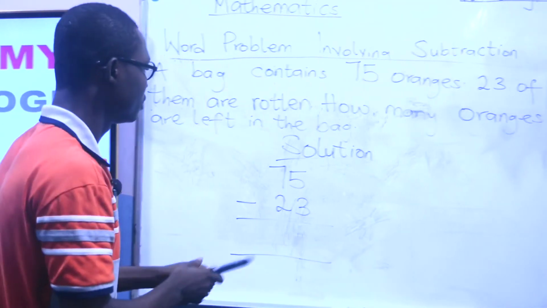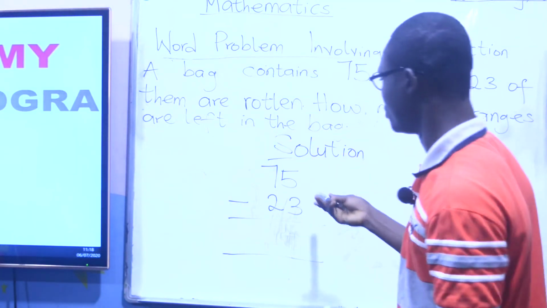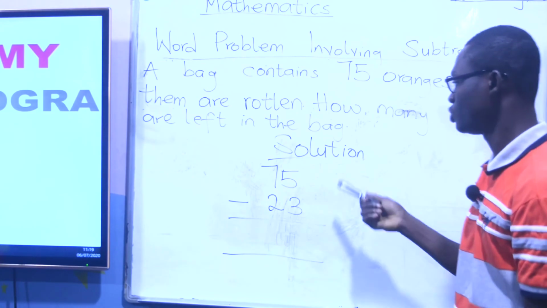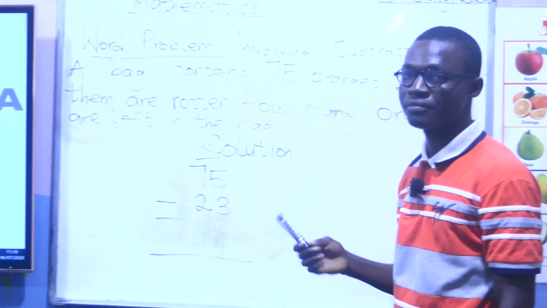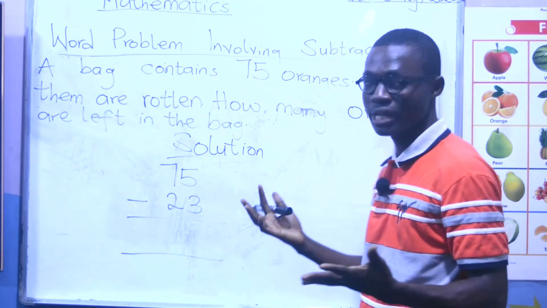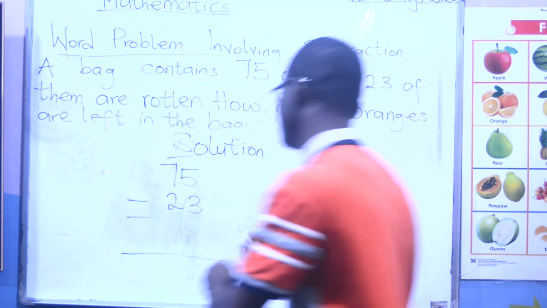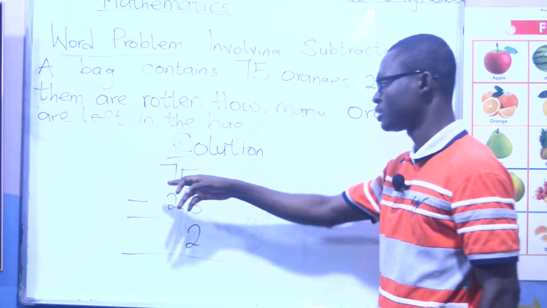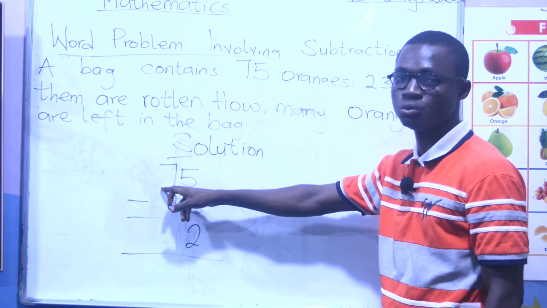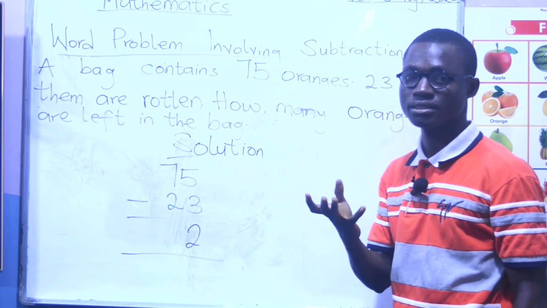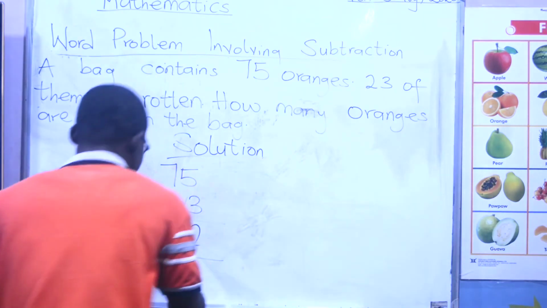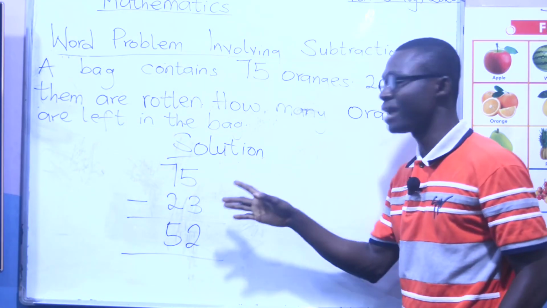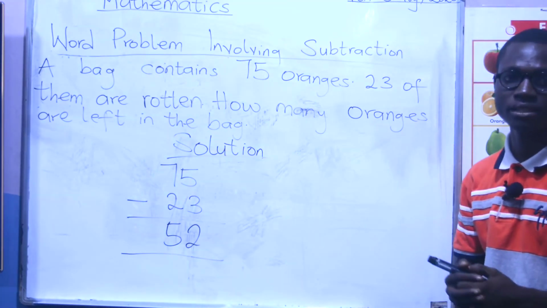So now you count your 5, you take away 3. So everybody take your straws, count 5 and take away 3. What did you get? 2. Okay, so you write your 2. The next, count 7 and take away 2. What did you get? 5. Then you write your 5. So it means that 52 of them are left in the bag.